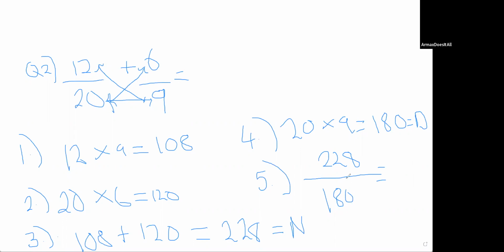So 180 goes into 228 once. And we have a remaining of 48 out of 180. And you can simplify this further, or you can just leave it out. So this is our final answer. So let's put that here.